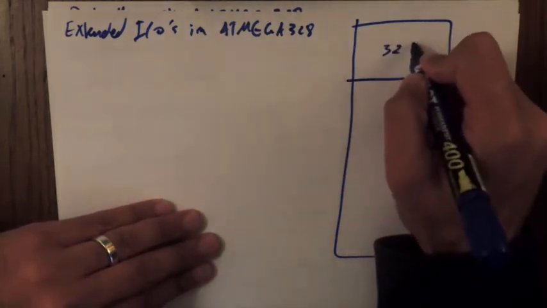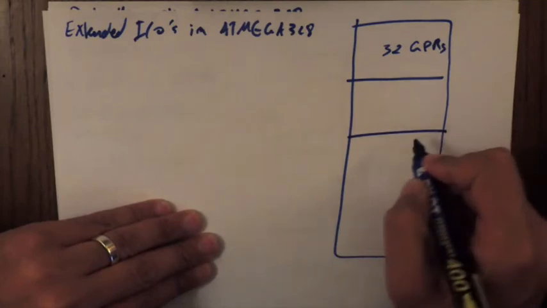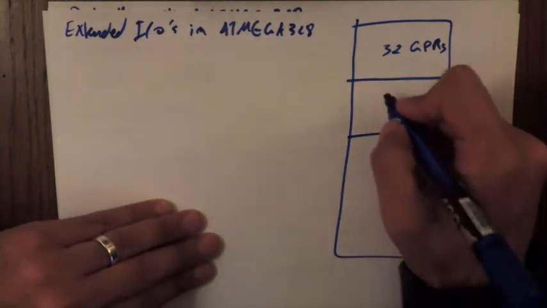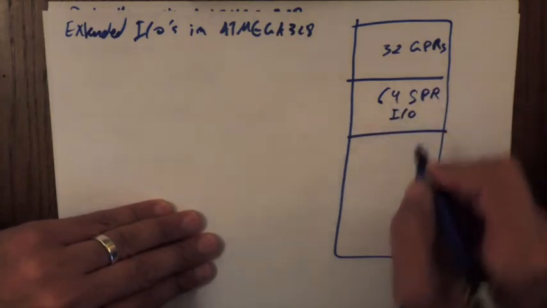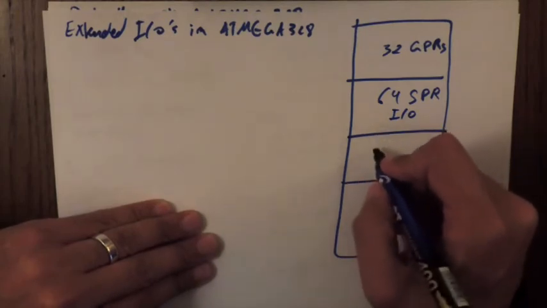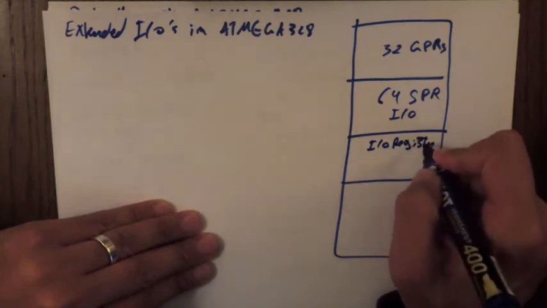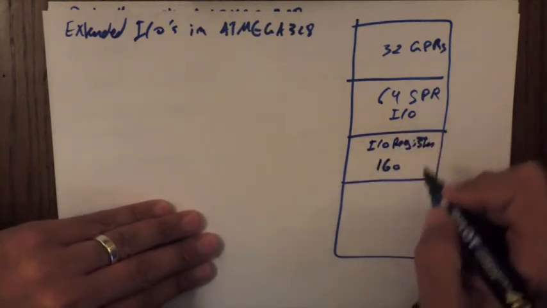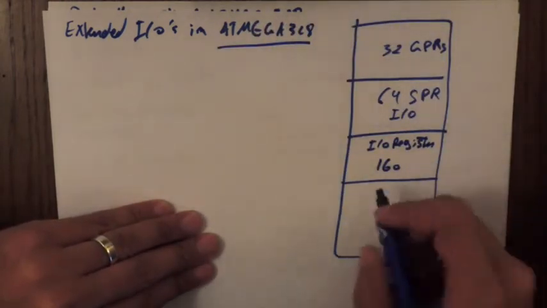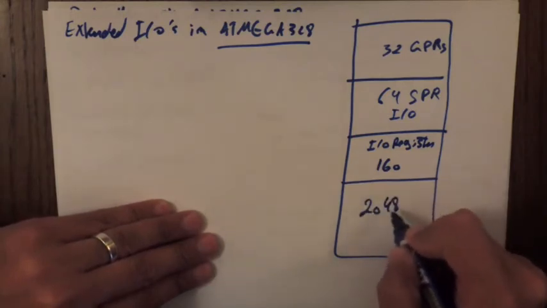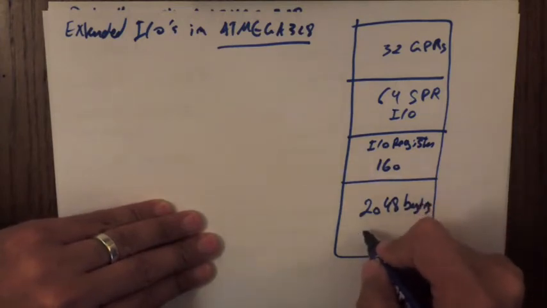So we have 32 registers, called GPRs, and then we have the 64 special purpose registers, or IOs we call them. Then we have an additional IO register. They are accounted for 160. So this is specifically for the Atmega 328, and we have 2048 bytes for the SRAM.